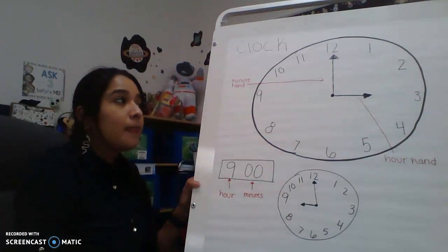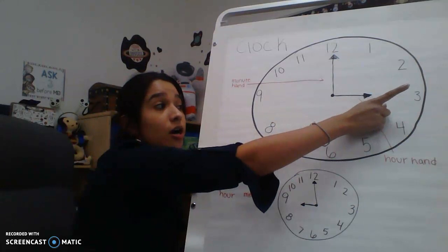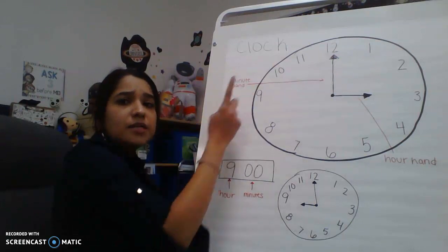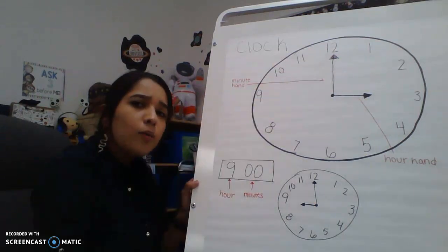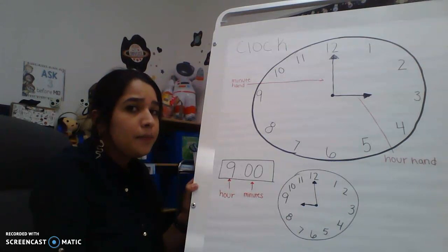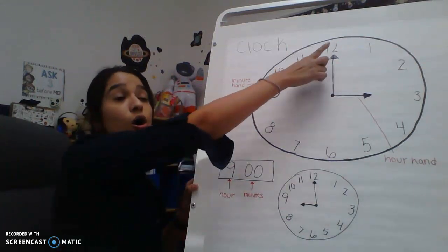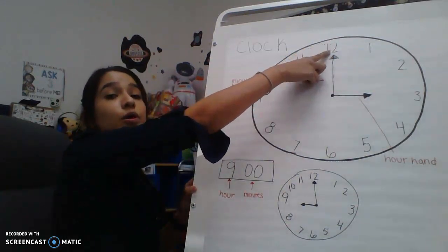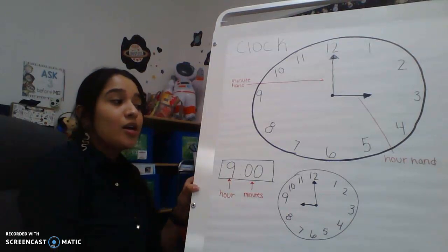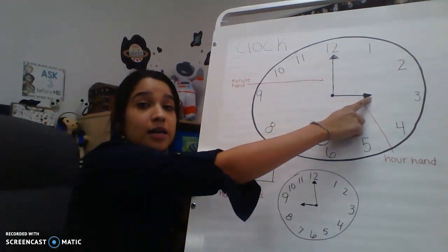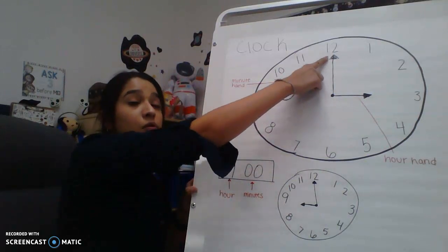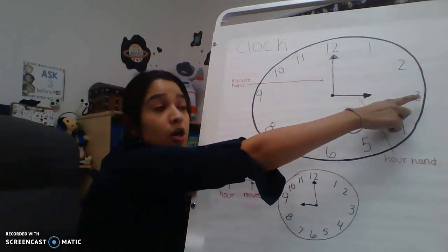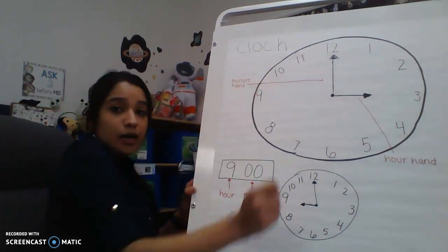Great job. So we always say our hour first. So what is our hour? 3. And whenever we see the minute hand on the 12, what does that mean? Can you remember? It means o'clock. So it's 3 o'clock. Good job. So the short one is the hour hand and the long one is the minute hand. So our clock is representing 3 o'clock.